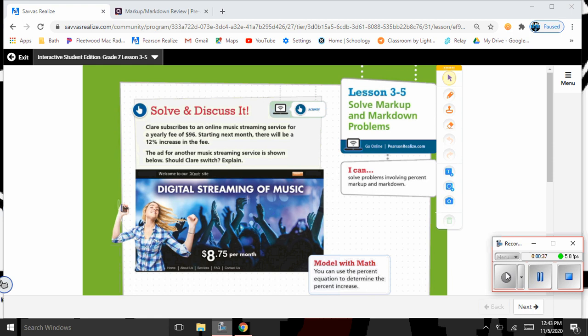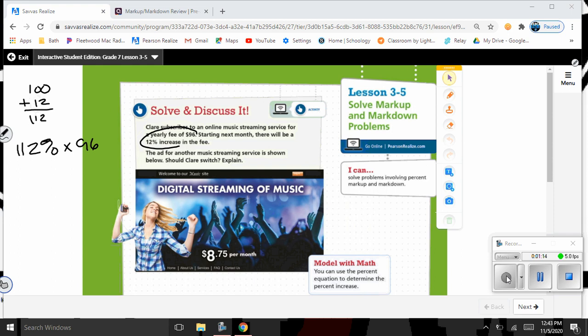Hold on just a sec. I forgot my calculator. All right. In essence, we're going to have a 12% increase in the fee. Now, a couple of ways you could look at this. You could say 100% of 96 is 96. So if you take 100% plus 12%, you're going to get 112%. If I multiply 112% by 96, that's going to be my new price. So I go 1.12 times 96.